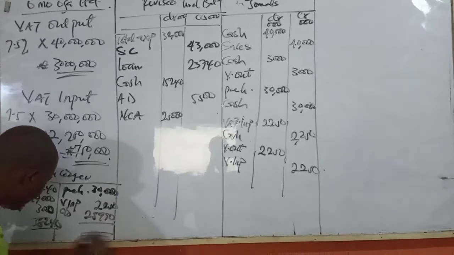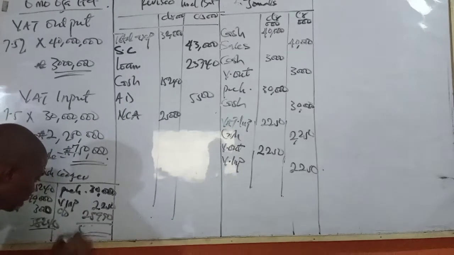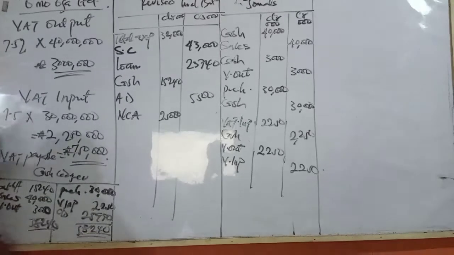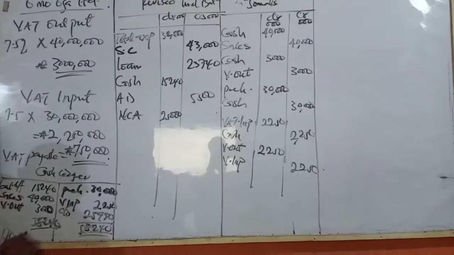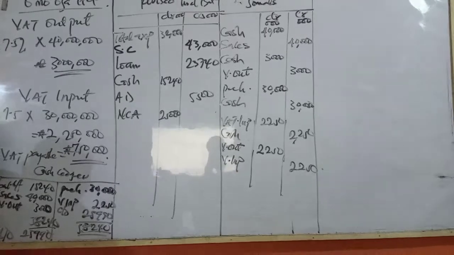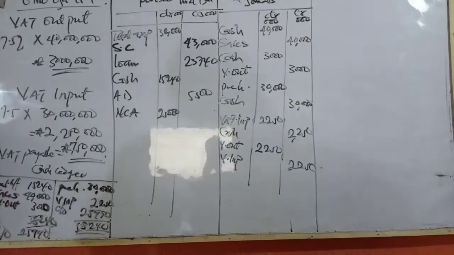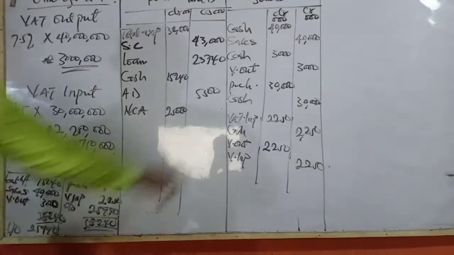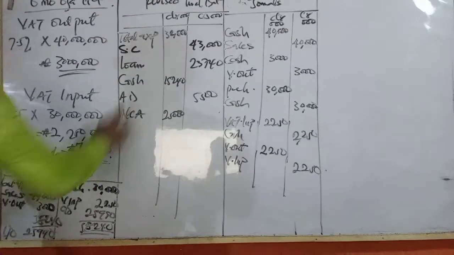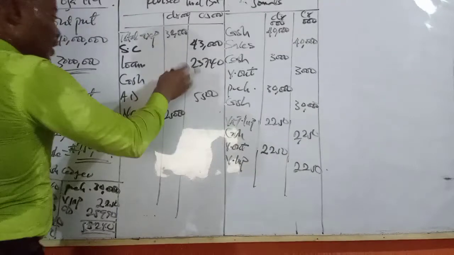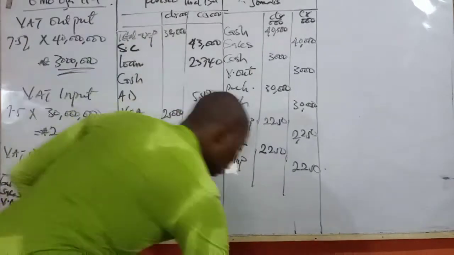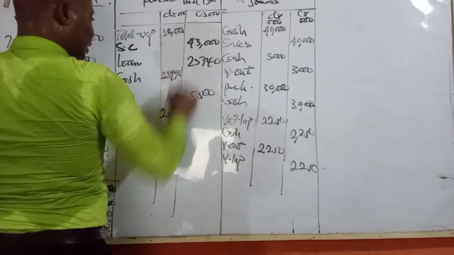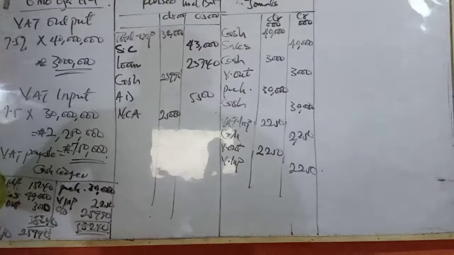So everything will be 58,240. So your brought down here will be 25,990. This is exactly what I am trying to achieve. With this, it means that your cash has changed to 25,990. So it will no longer be 15,240, but 25,990. That's your cash.